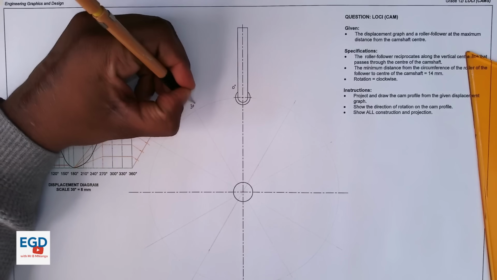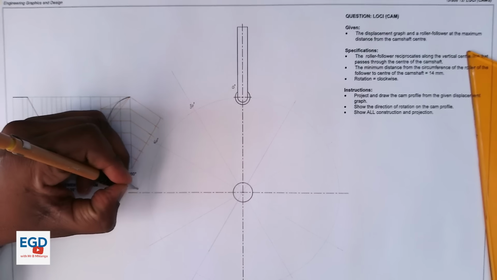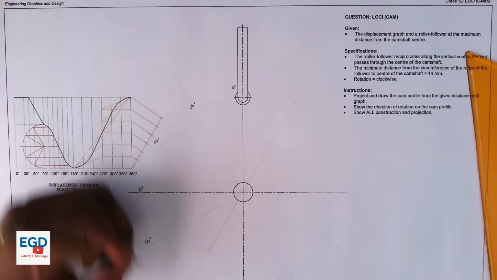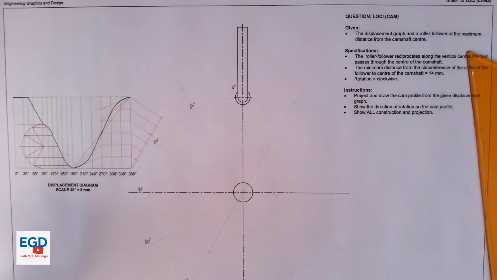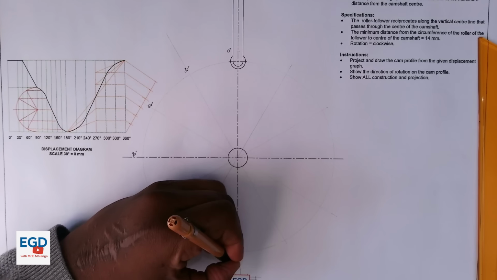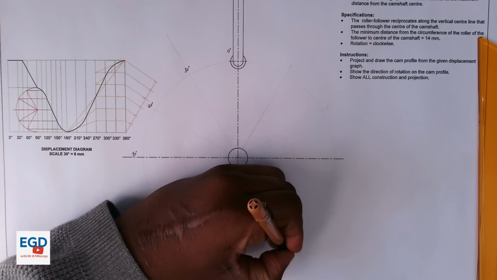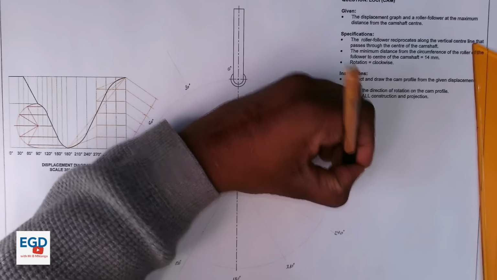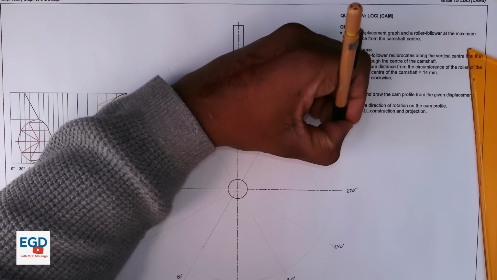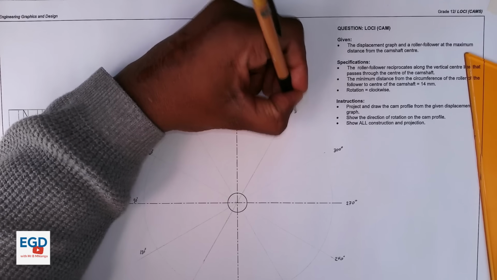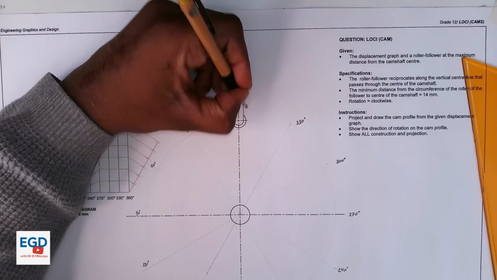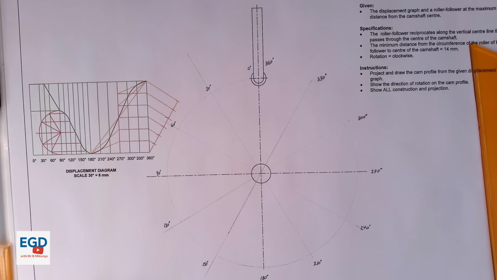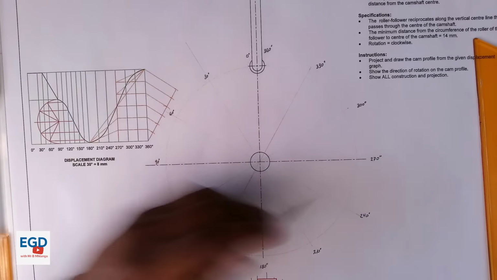Here I'll have 30, 60, 90, 120, 150, 180 down here, 210, 240, 270, 300, 330, 360.